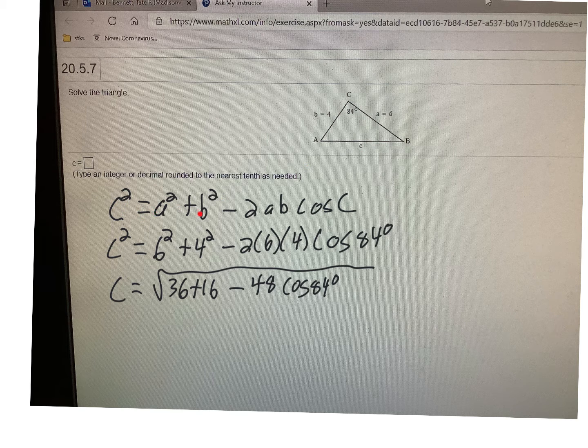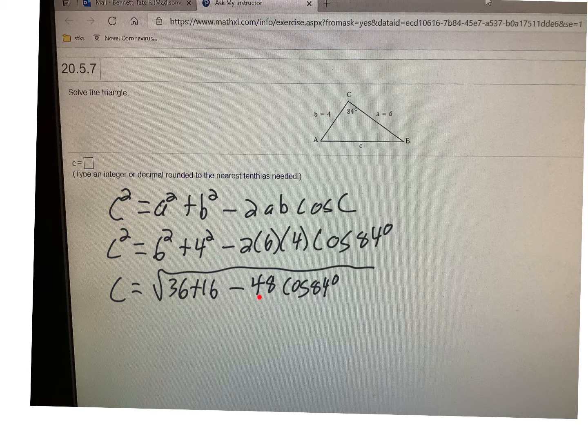C squared equals a squared plus b squared minus 2ab times cosine of C. We know everything on this right side. A is 6, B is 4, and we're given those values. We're given the included angle. So you make the substitution, do a little bit of work here, and I'm going to take the square root of it.